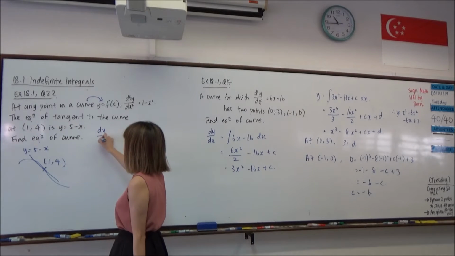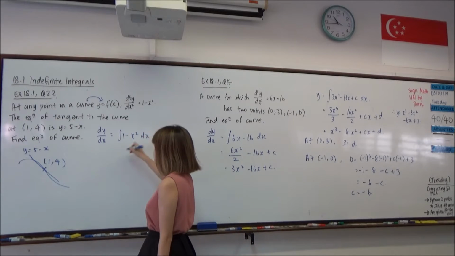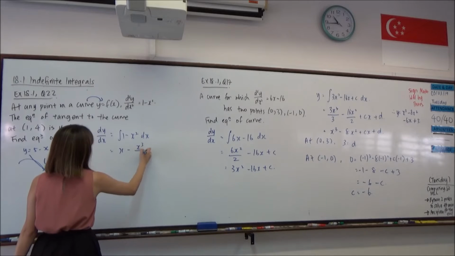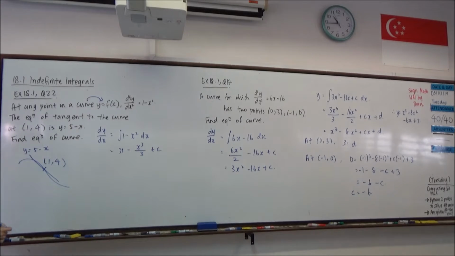So how do we find dy over dx? Integrate the 1 minus x squared. Okay. Then this will be equal to 1. This is equal to 1. Negative 1. Negative 1. Why do you say that? Because the gradient of the tangent is negative 1. Okay, very good. So the gradient of this tangent itself will be negative 1.